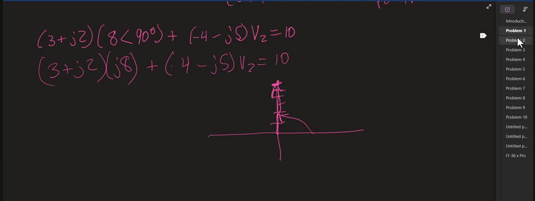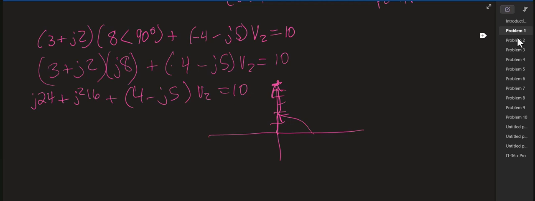Because this multiplication is not hard to do. If I have two complex numbers that both have real and imaginary parts, I have to FOIL it out, but this I just have to distribute. So it gets me j24 plus j squared 16 plus 4 minus j5 V2 equals 10.